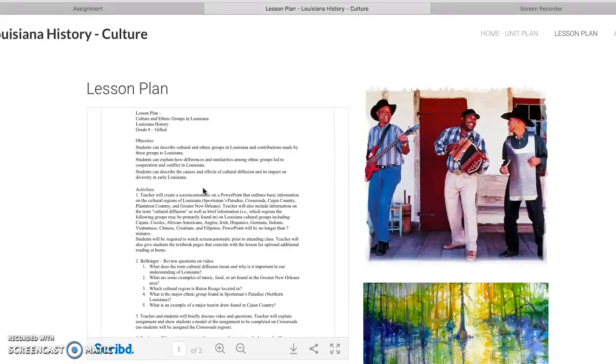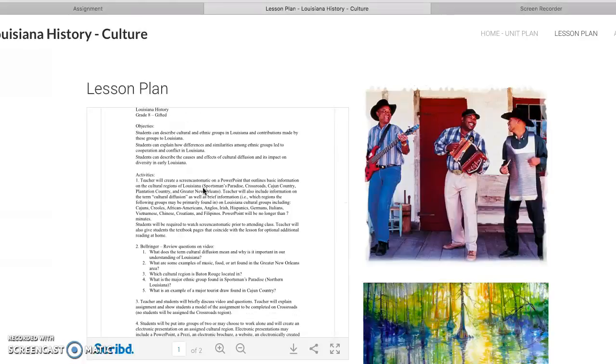So the first activity I have to do ahead of time, which I've already created and put in, and I'll show you in a second. I'm going to create a Screencast-O-Matic on PowerPoint that outlines basic information because I like to do something called a flipped classroom setting where they get the information before they come into class. So they watch maybe 10 to 15-minute videos before they come into class, and then they've got that background knowledge, and then they can start researching and actually doing projects.